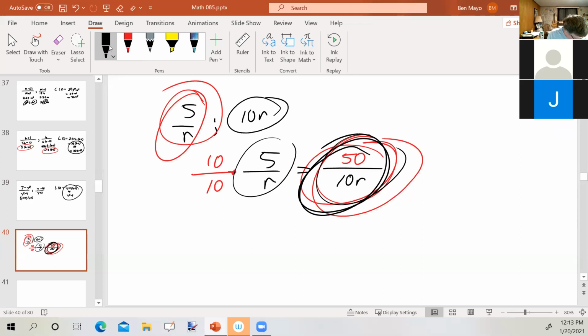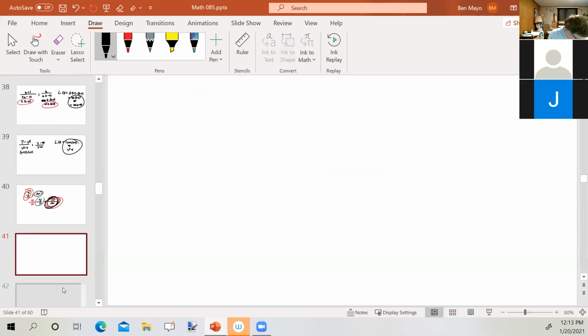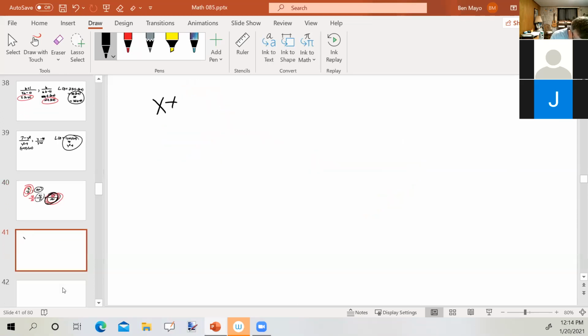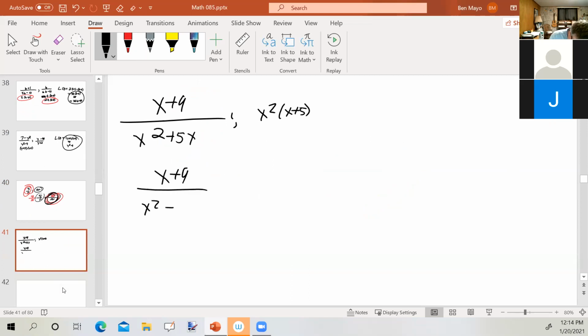So now, let's see here. Let's say I've got this problem: x plus 9 over x squared plus 5x, and then it says x squared, x plus 5. So again, what they want is to get from there to there, okay? Now, what we need to do is let's factor this, which is x times x plus 5, okay? X squared plus 5x, take out an x.